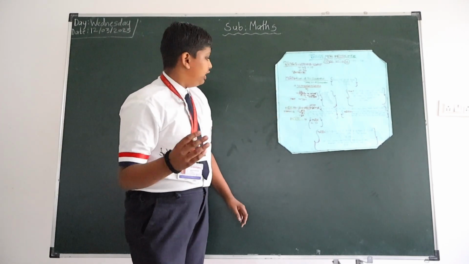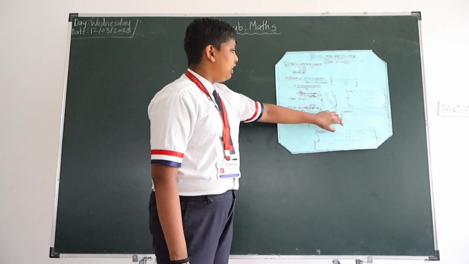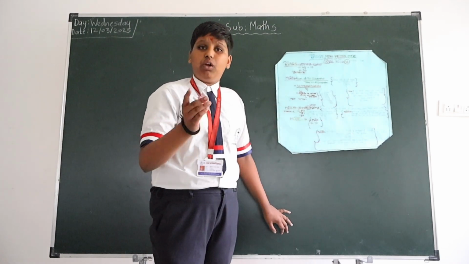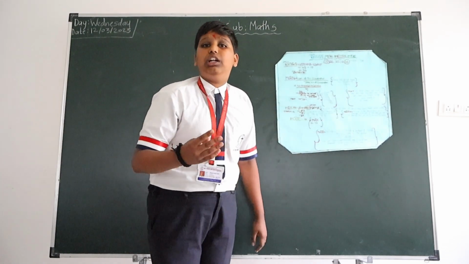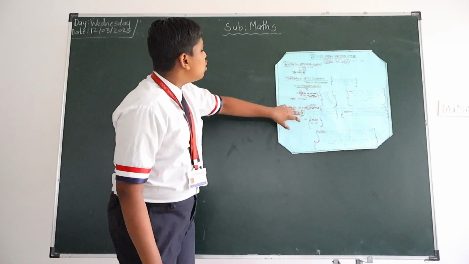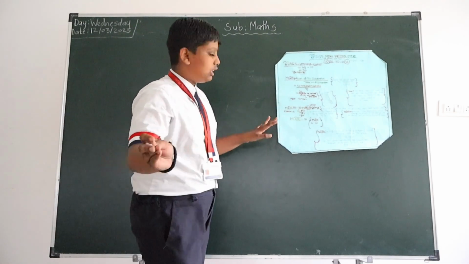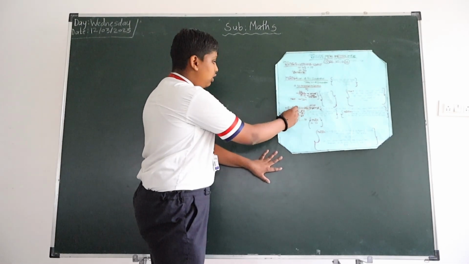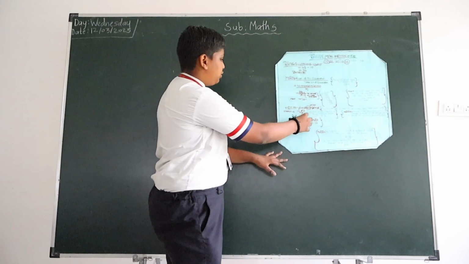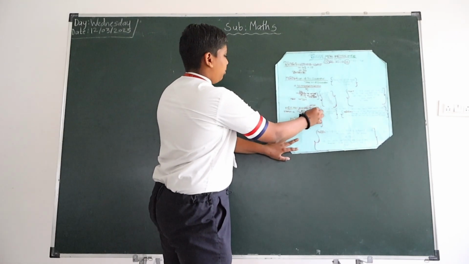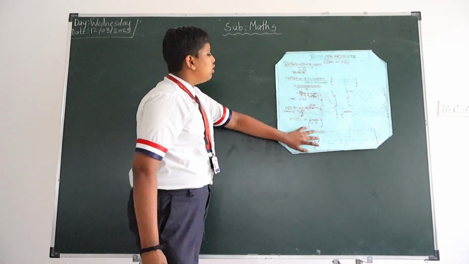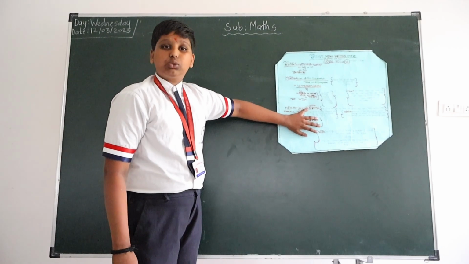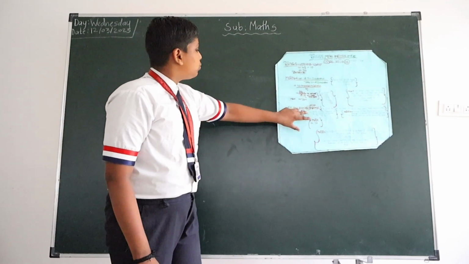Next up we have median. To find the median, we have to cancel the terms from both sides. There are two methods. First I'll tell you the first method. We have to cancel the terms from both sides, basically one from the left and another from the right. So when we cancel the terms from here, here and here, we get the last term, that is 20. So our median is 20.